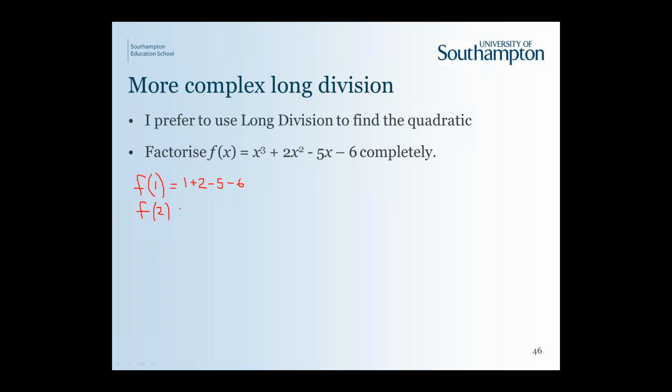F of 2 is going to give me 8 plus 8 minus 10 minus 6, hooray, that is 0. So because one of the roots is 2, I therefore know that x minus 2 is a factor. And it's important to get the students to write that, because doing that will get them a mark, doing this might get them another mark.